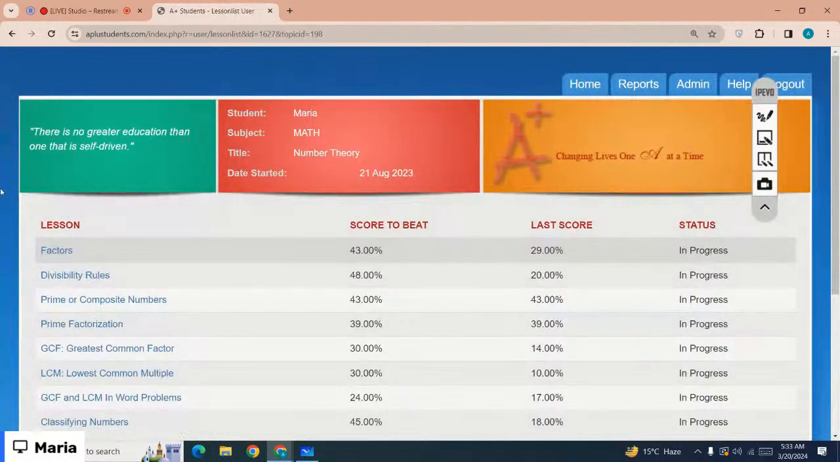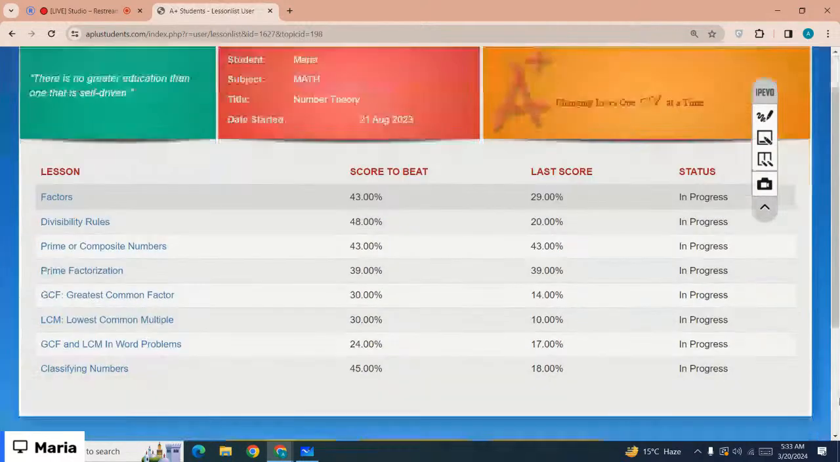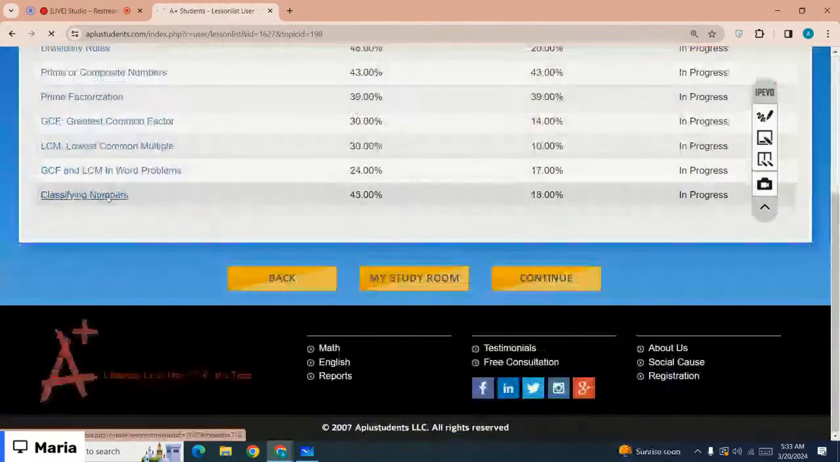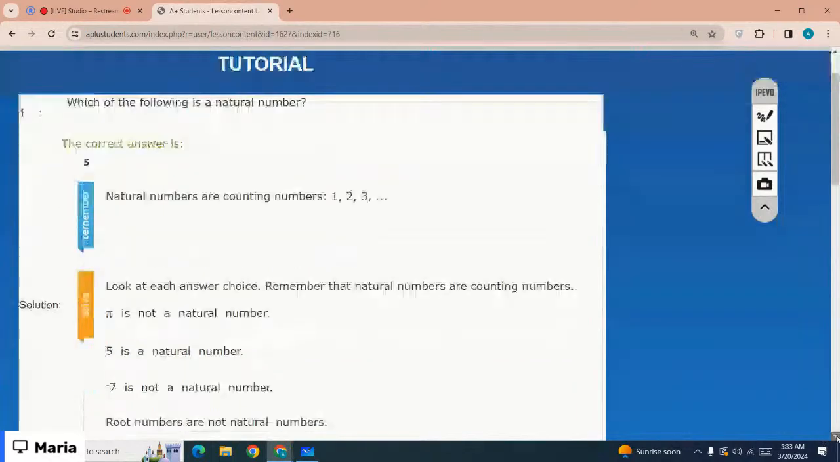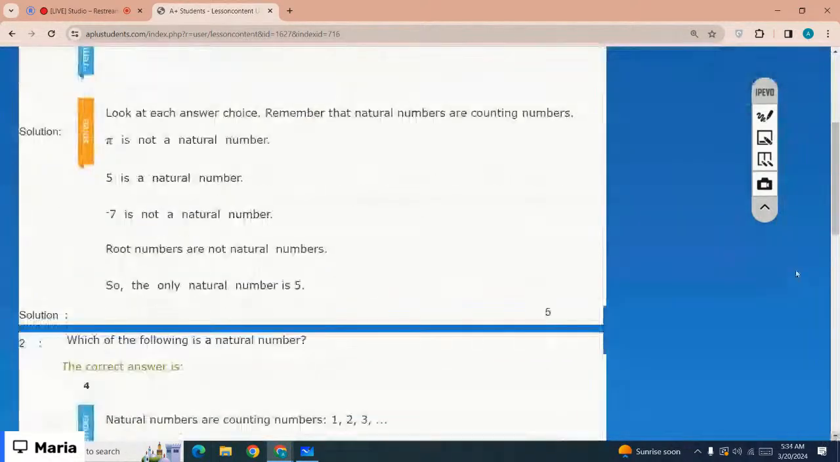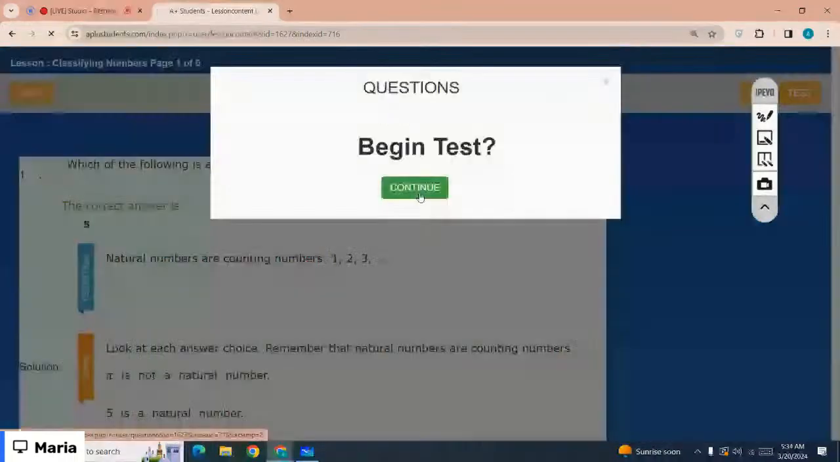The next lesson is classifying numbers. That is the last lesson, I think, from this chapter. Yes, that is classifying numbers. Which of the following is a natural number? Natural numbers are 1, 2, 3, 4, 5. 0 is not included in the natural numbers, right? So 5 is the natural number. Let's just start with the practice questions.